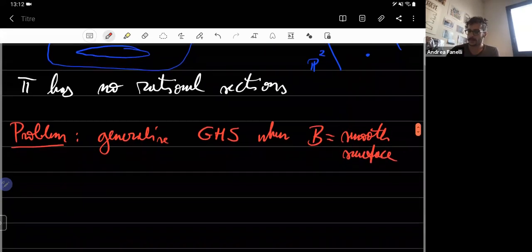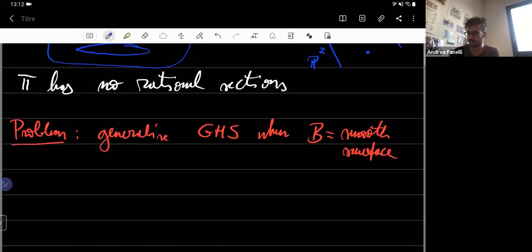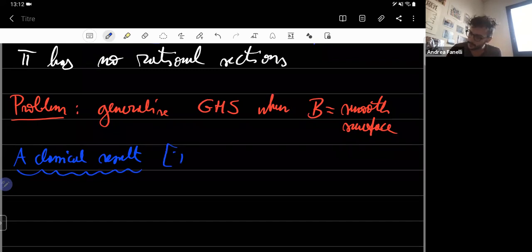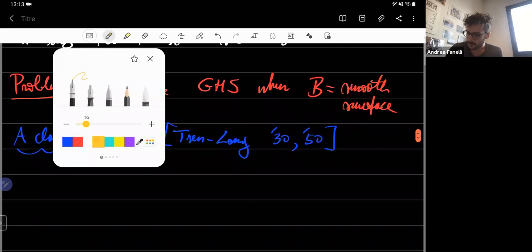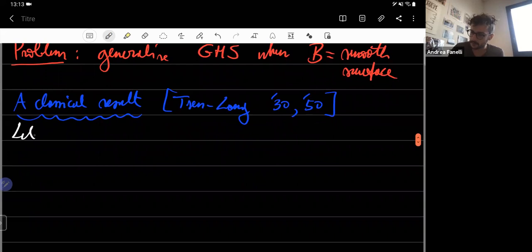And I want to start with some positive result, something giving us a little bit of hope in this direction, which is a classical result, the Tsen-Lang theorem. It's from the 1930s, and 1950s in Lang's version. And that's the result about hypersurfaces. So this is also very classical and well known, but let me recall it.